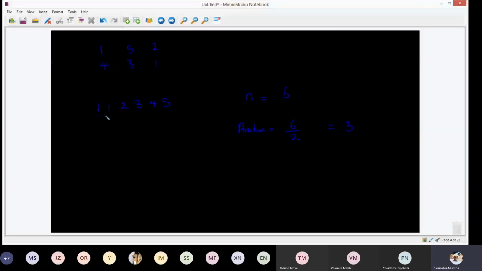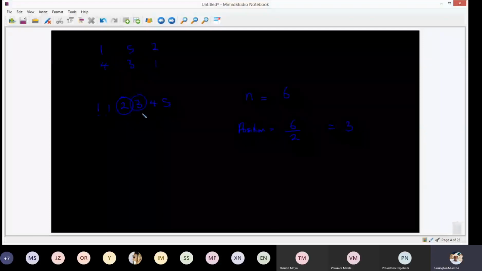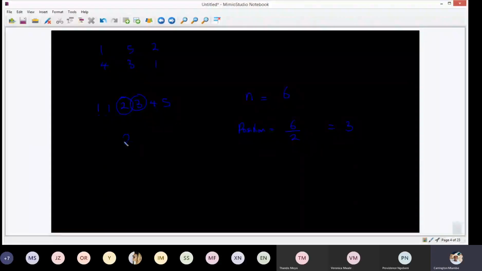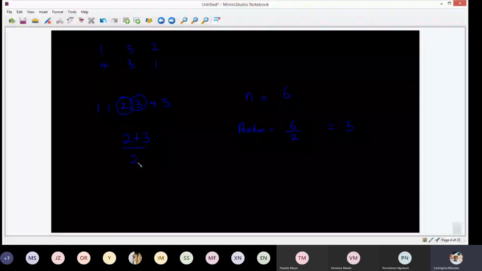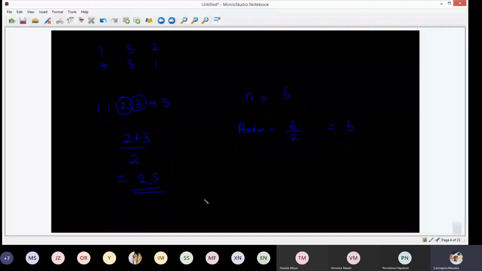So let's count 1, 2, 3. We have this position. Then you go this side, 1, 2, 3. We have this position. So our median is 2 plus 3 divided by 2. Then what do you get? 2.5. In case you have an even number. If you have an odd number, you simply add 1, then you divide by 2. Basic. This is the basic that you know.